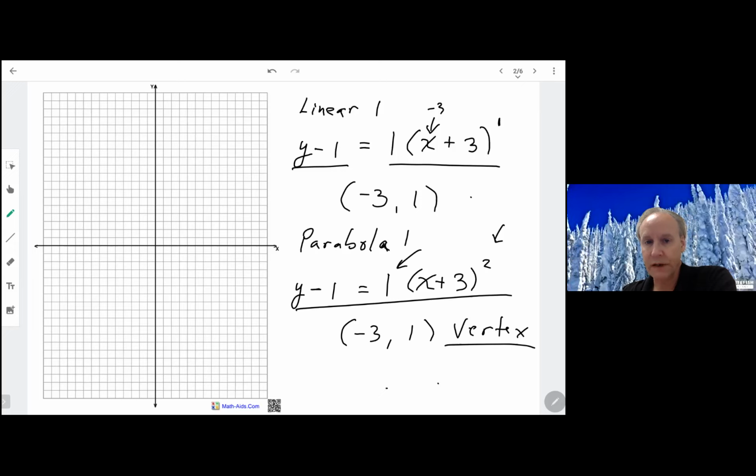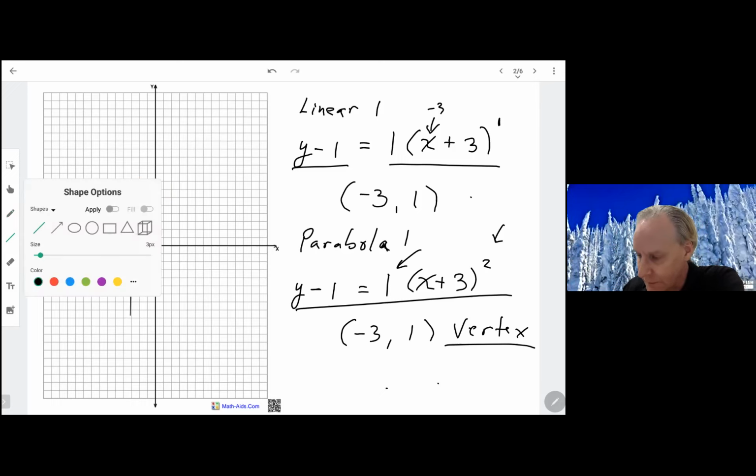And I'm going to go to -3, 1, which is in the exact same location. The way I like to think of this is as a new origin. I just basically think of this as my 0 point because I ended up with 0 equal to 0, didn't I?